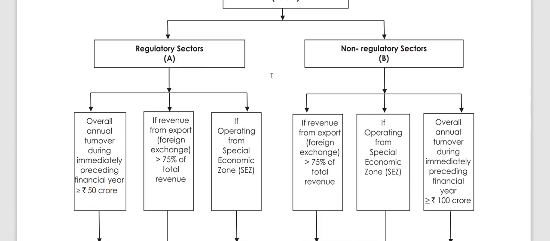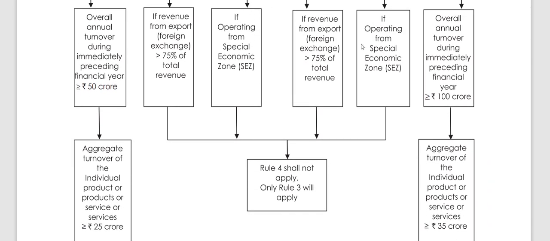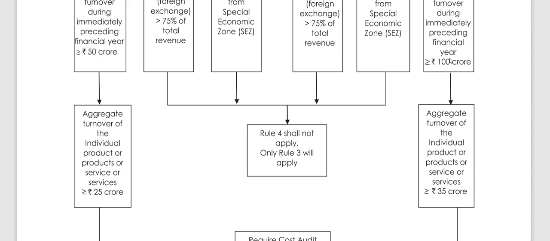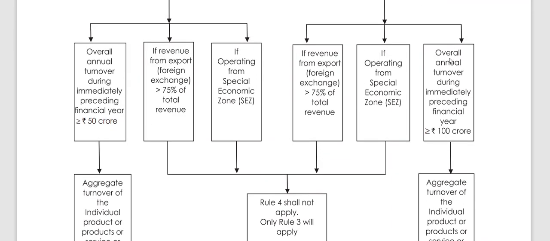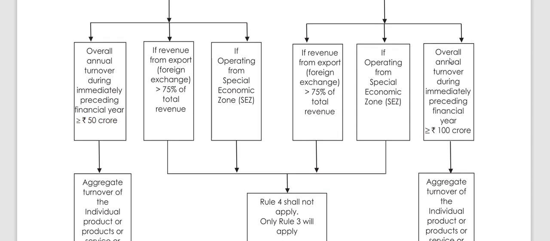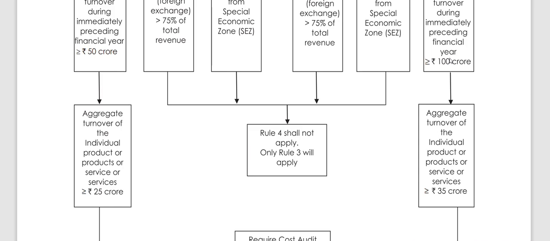So let's get back to the diagram again. When it comes to non-regulatory sectors, let's see the last point here. If overall annual turnover during the immediately preceding financial year is greater than or equal to 100 crore, and aggregate turnover of the individual product or products or services is greater than 35 crores, then cost audit is necessary. In case revenue from export of foreign exchange is greater than 75% of the total revenue of the organization, or if the non-regulated company is operating from a special economic zone, then rule 4 is not applicable, rule 3 is applicable.